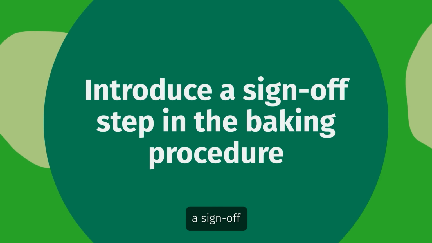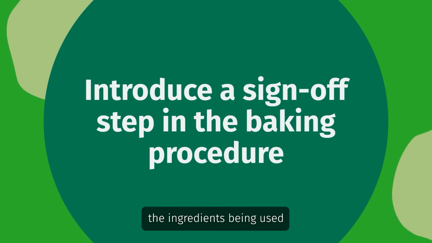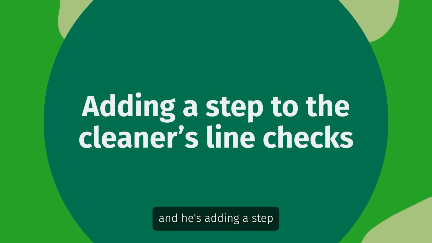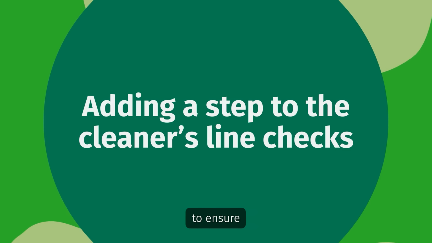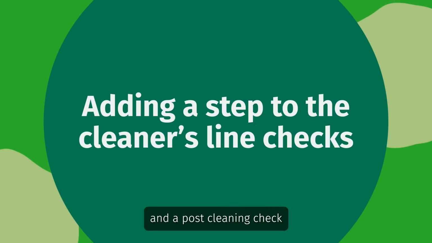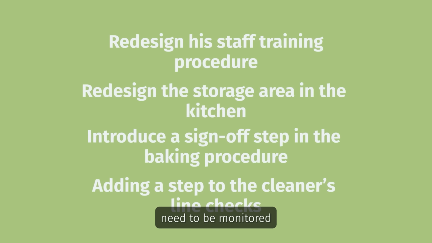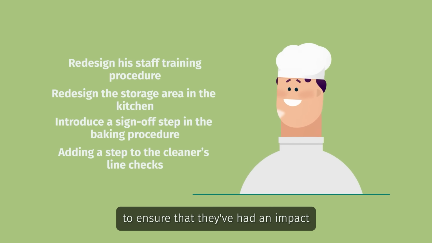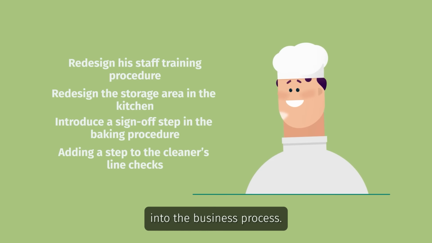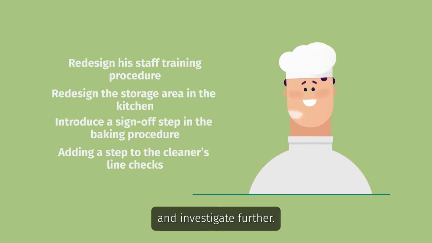He's introduced a sign-off step in the baking procedure, where the baker must cross-check the ingredients being used with the ingredients in the recipe. And he's adding a step to the cleaner's line checks too, to ensure that ingredient stations are clearly labelled and a post-cleaning check sheet is being introduced. These solutions need to be monitored to ensure that they've had an impact, and they need to be embedded into the business process. If it's not worked, then Joe can go back and investigate further.